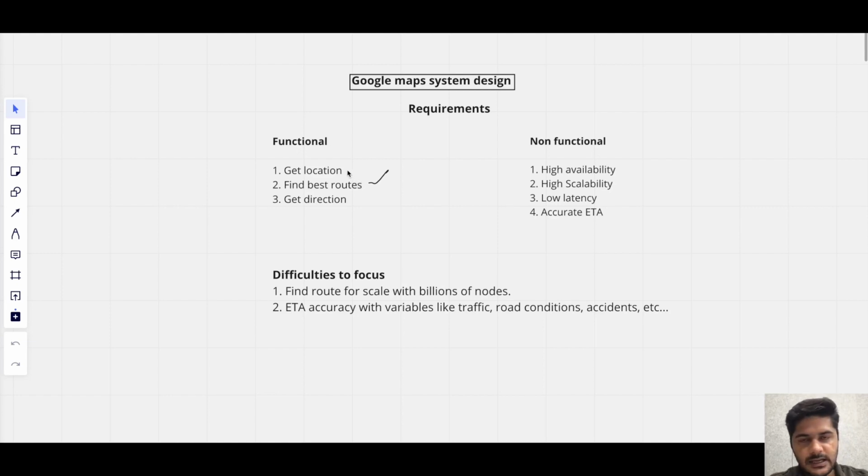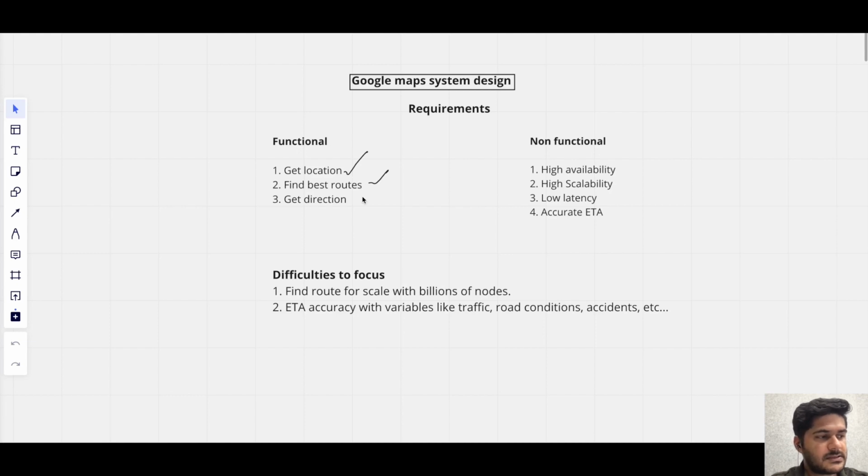Then to do that, obviously we are not going to send the lat long of both the source and the destination. So the system should be able to get our current location, and also if we give some text address, the system should be able to find the exact lat long of that text address. So that is another functional requirement for the app.